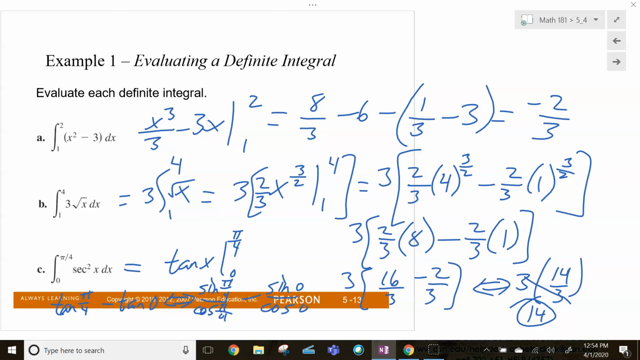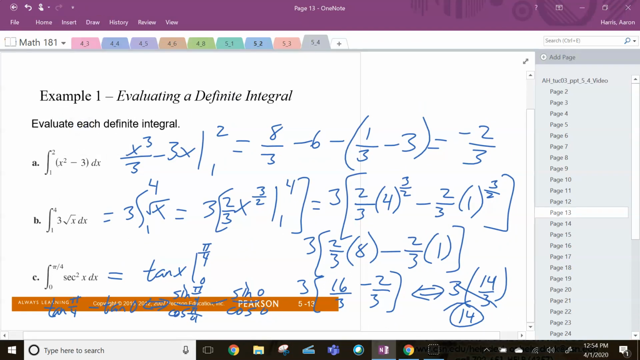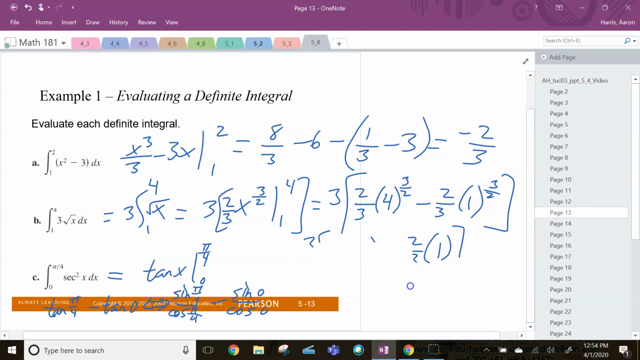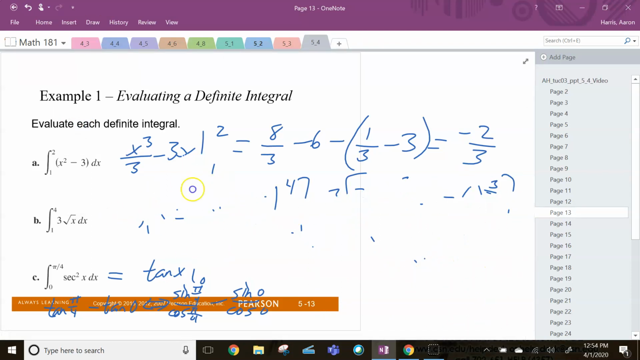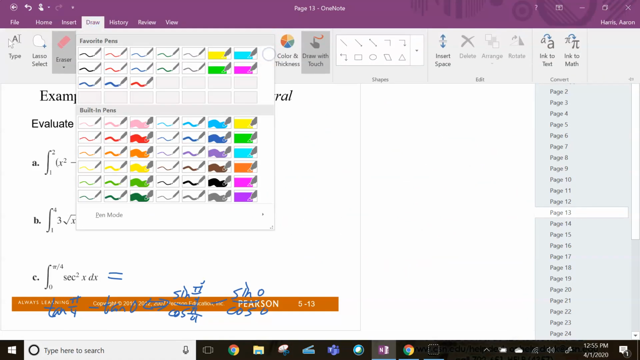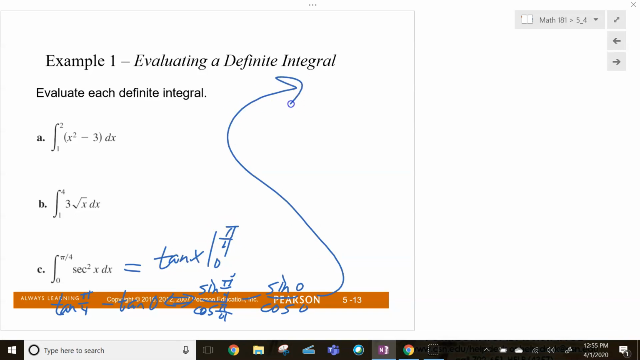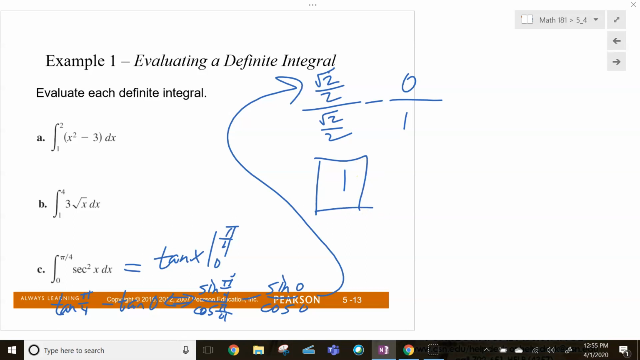So sine of pi fourths is, sorry about this, I'm running out of room here. Yeah, sine of pi fourths is root 2 over 2, cosine of pi fourths is root 2 over 2, sine of 0 is 0, cosine of 0 is 1. So we just put 1 on that.